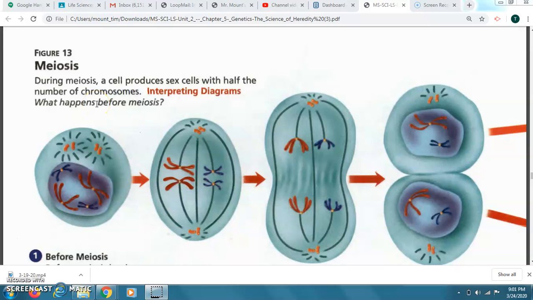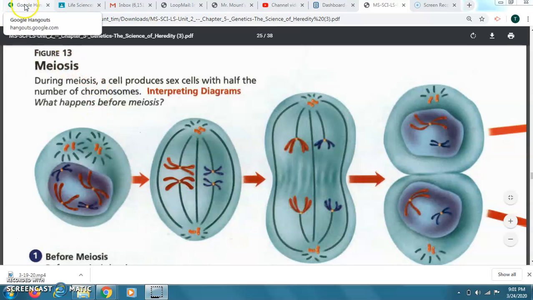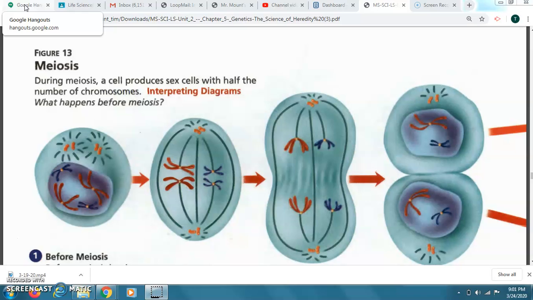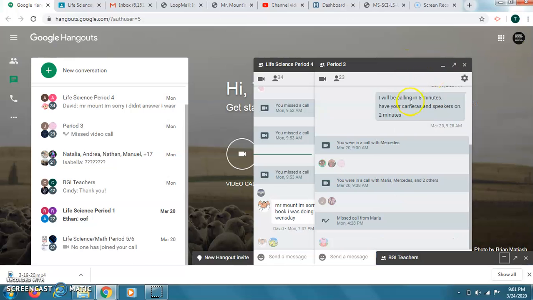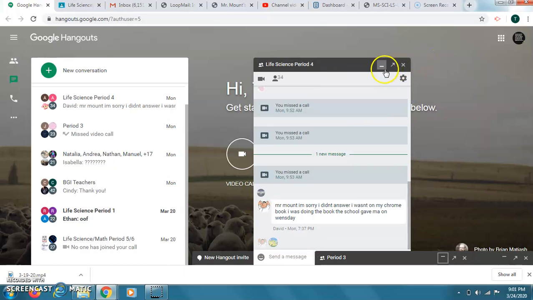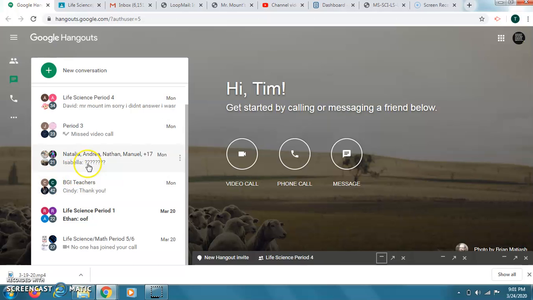I'm going to be planning a Google Hangout for tomorrow. I'm going to post on Google Classroom today the times. It's going to be similar to last time. You'll see here I have one with the different teachers. So I believe last time I had you all at a certain time. I'll probably keep those same times as I did last time. Just make sure you're signed in to Google Hangouts, have your speakers on and your camera.